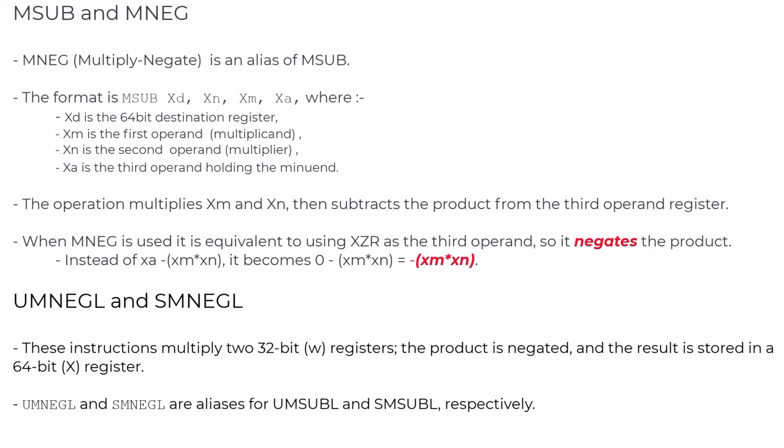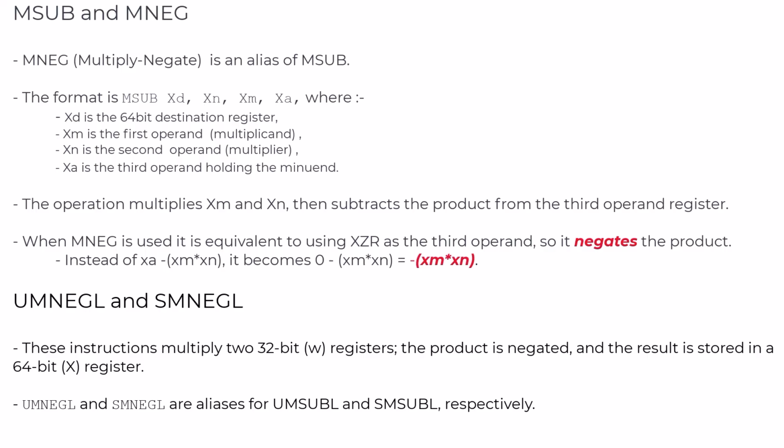The operation then multiplies Xm and Xn together. This is the product. And then it subtracts this product from the third operand register, Xa. Now if we use MNEG, then it's equivalent to using XZR as the third operand. So it will negate the product. This is because instead of simply saying Xa minus the product of Xm times Xn, it'll simply become 0 minus the product, which is the same thing as minus the product. So this is how it negates the product.